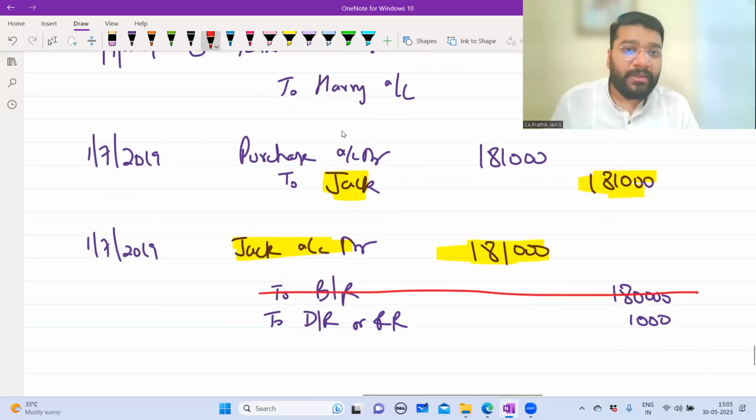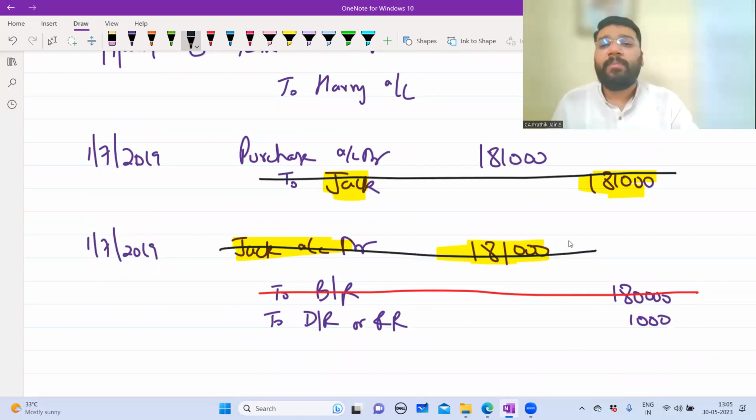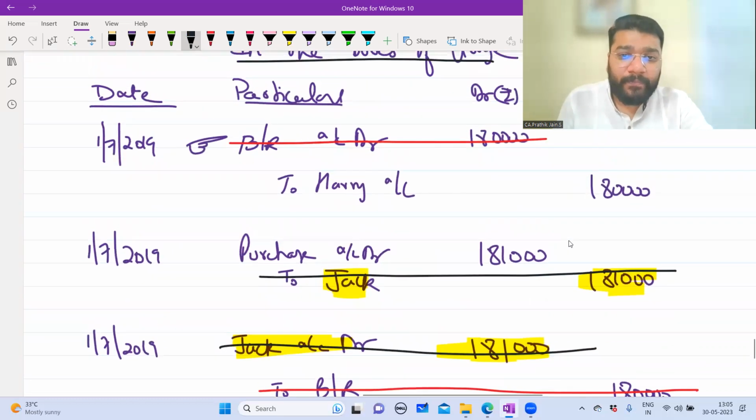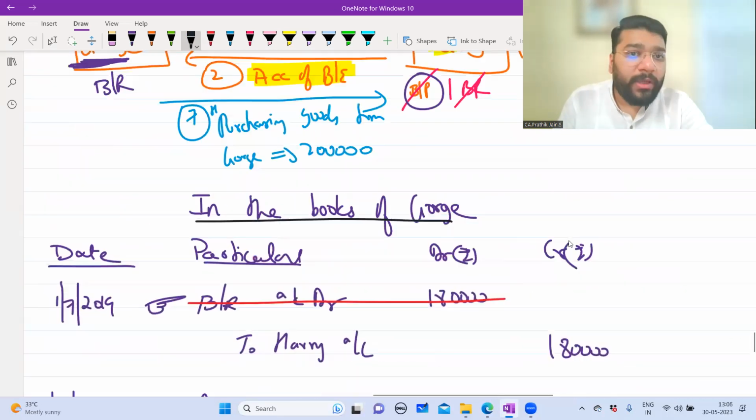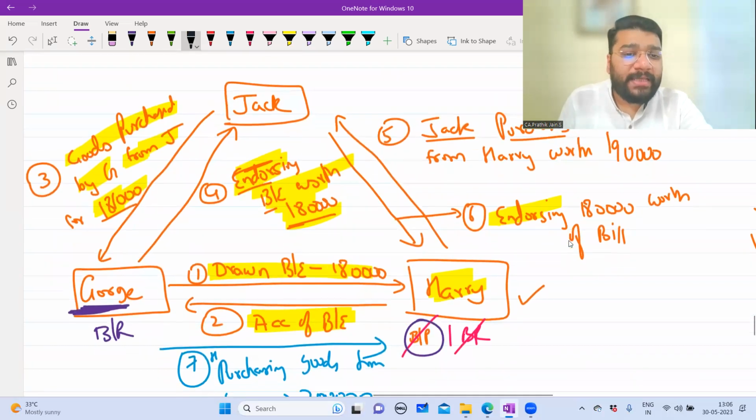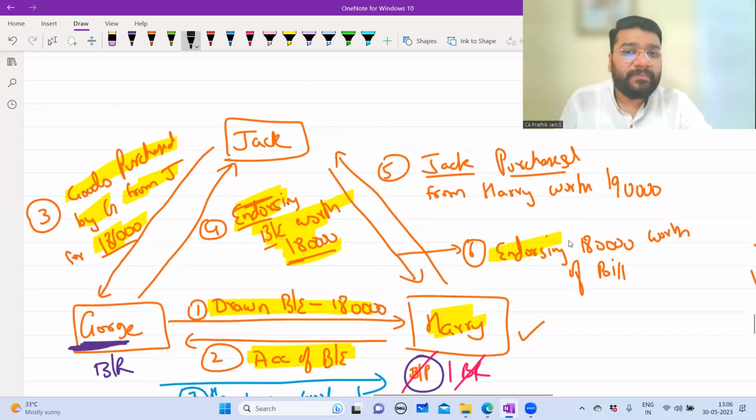Then Jack account is opened here, and Jack account is closed here. Any problem? Online people? No, sir. No problem. Very good. Now going forward. Fourth transaction done. What is the fifth transaction?